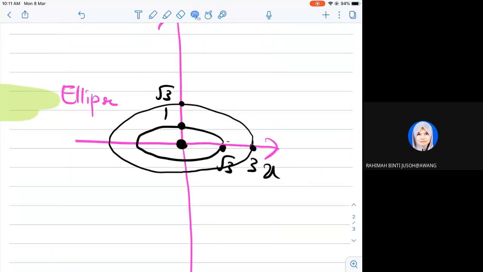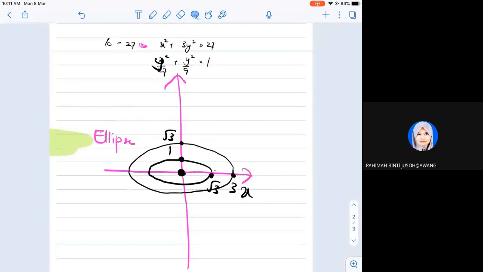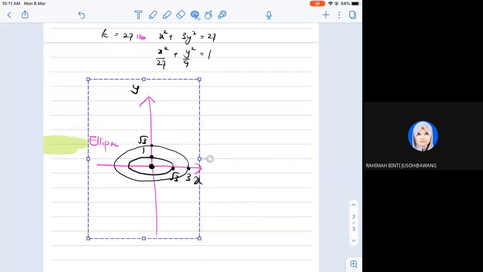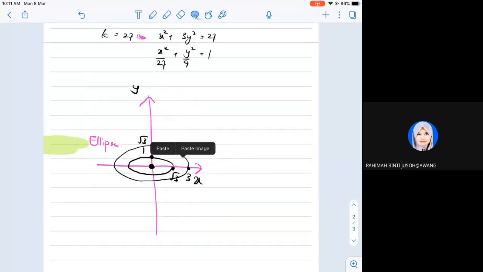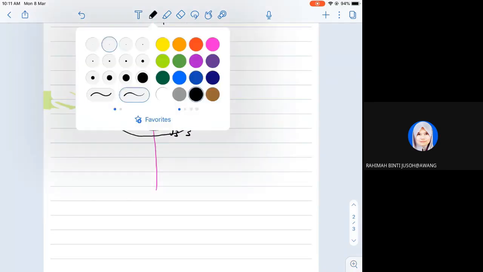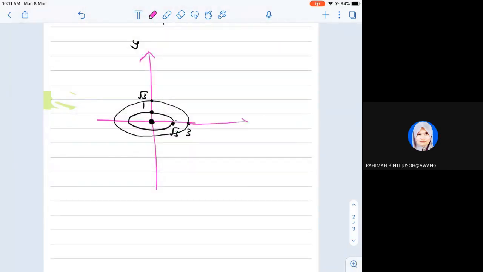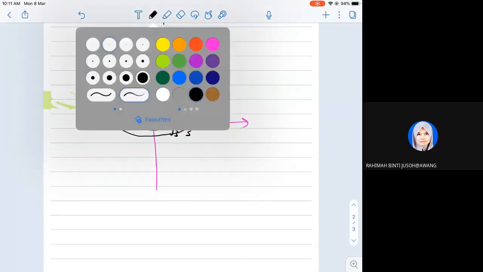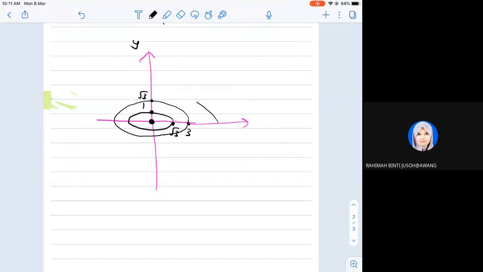Besar sikit, macam tu. Okay. So now let's say, saya extend sikit lah supaya bagi you all nampak. Okay, so the biggest ellipse should be like this.